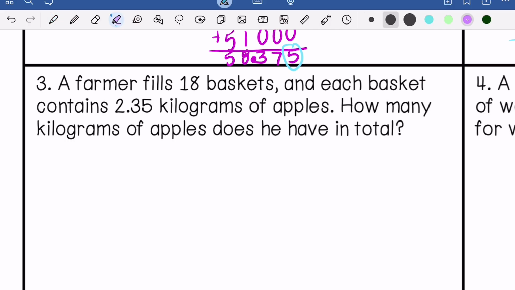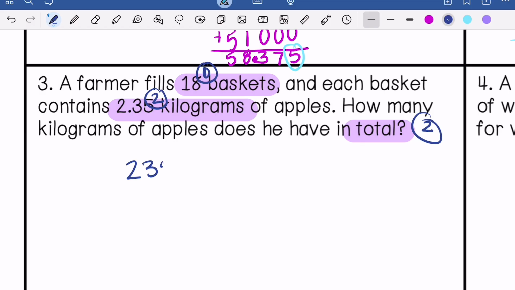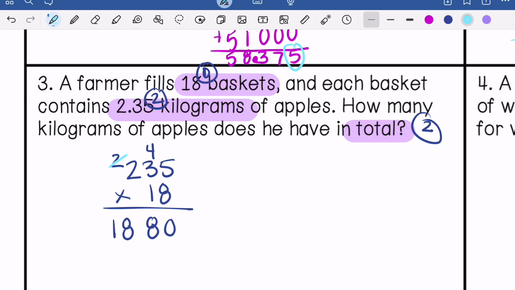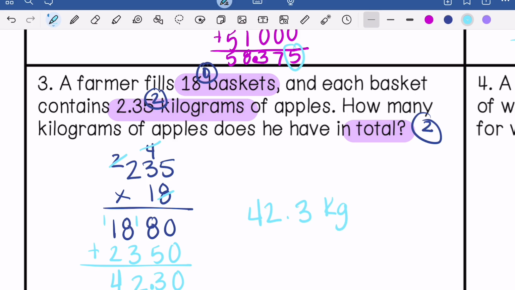Number 3, a farmer fills 18 baskets and each basket contains 2.35 kilograms of apples. How many kilograms of apples does he have in total? So that's 42.3 kilograms.